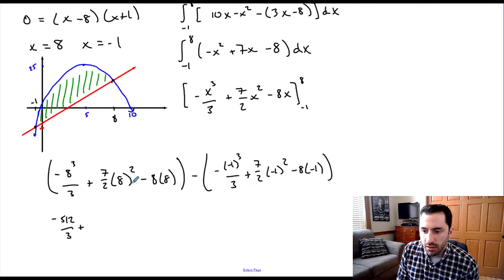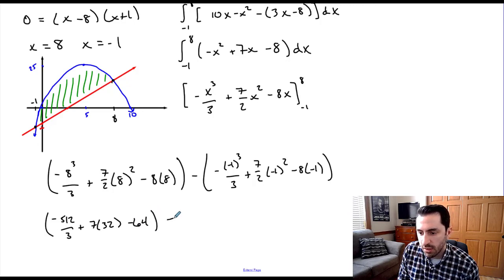And to do some simplifying before we figure out our final answer, 8 cubed is going to be 512. Our second term, 8 squared is 64. And then if I divide that by 2, we'll have 7 times 32. And then here, 8 times 8, we have negative 64. In our second set of parentheses, -1 cubed is going to be -1. That will cancel out with this negative. So that is 1/3. -1 squared is positive 1, so we have plus 7/2.